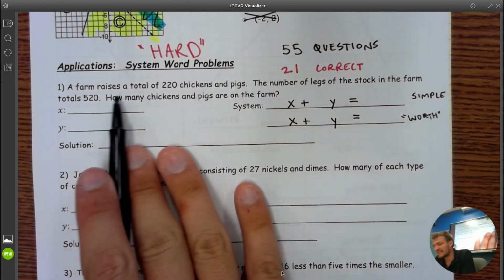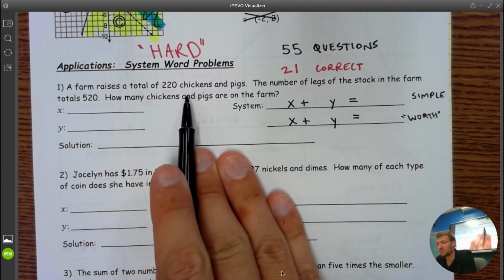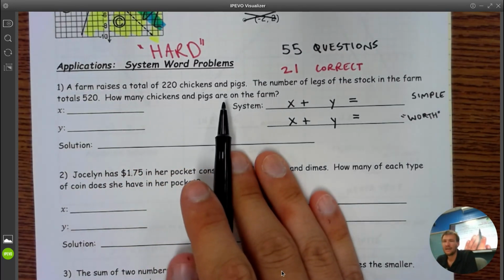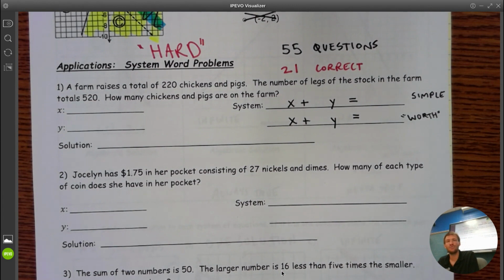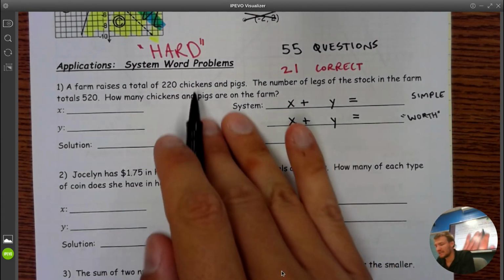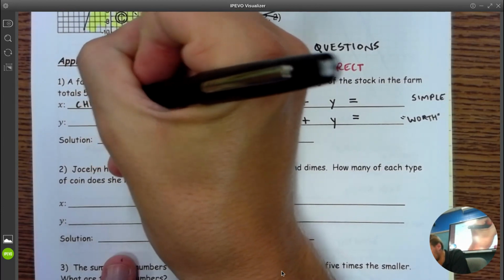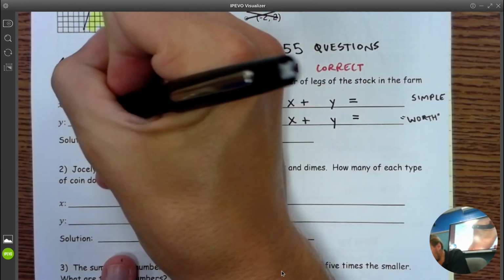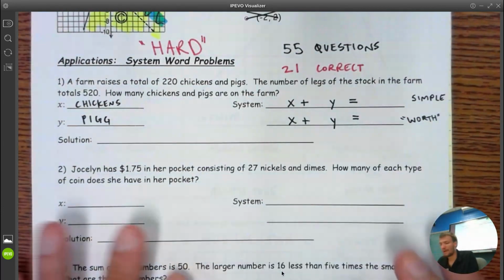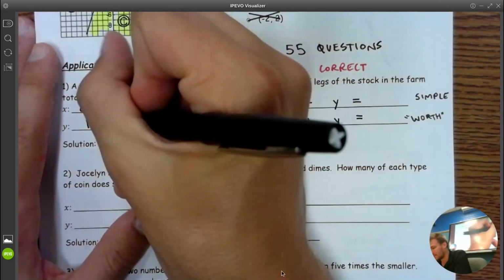A farm raises a total of 220 chickens and pigs. So that's all the farm animals is 220. And we're dealing with chickens and pigs. So let's put chickens on the X here. And let's put pigs on the Y. That way, anytime we're talking... Oh, I did pig with 2 Gs instead of an S.